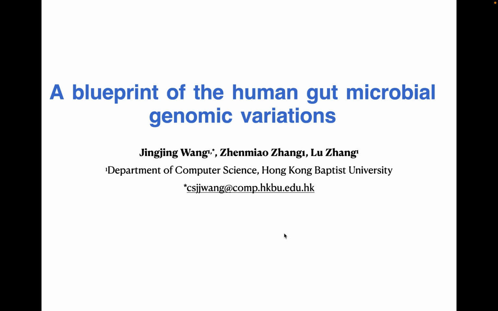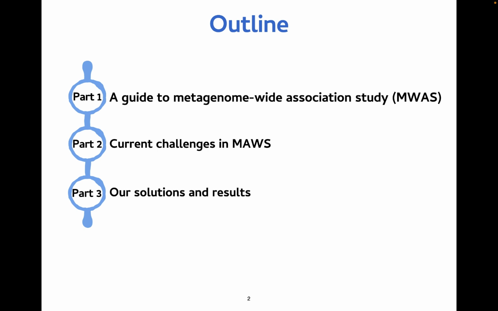The topic of this video is a blueprint of the human gut microbial genomic variations. I will present this topic from three parts. In the first part, I will give you a brief guide to metagenome-wide association analysis. In part 2, I will talk about current changes in metagenome-wide association analysis. In part 3, I will give you our solutions to these changes and some of the results.